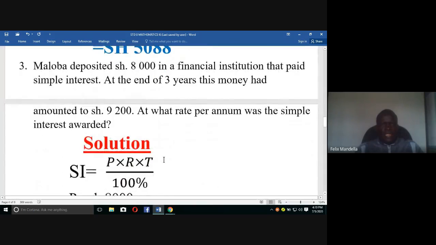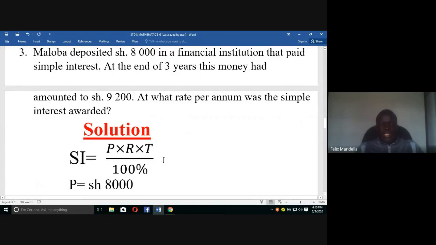Maloba deposited 8,000 in a bank or in a financial institution that paid simple interest, and at the end of 3 years, his money had amounted. Be very careful and mark those points. At the end of 3 years, this money had amounted to 9,200. At what rate per annum was the simple interest awarded?